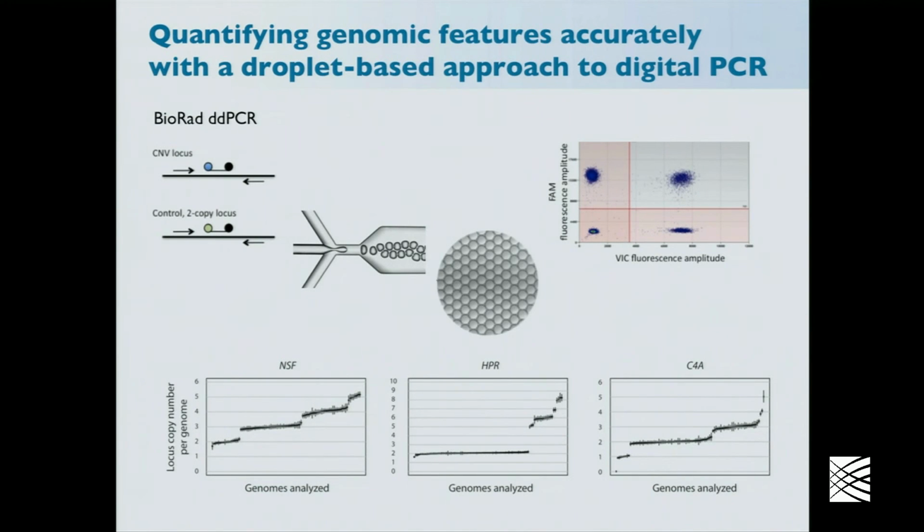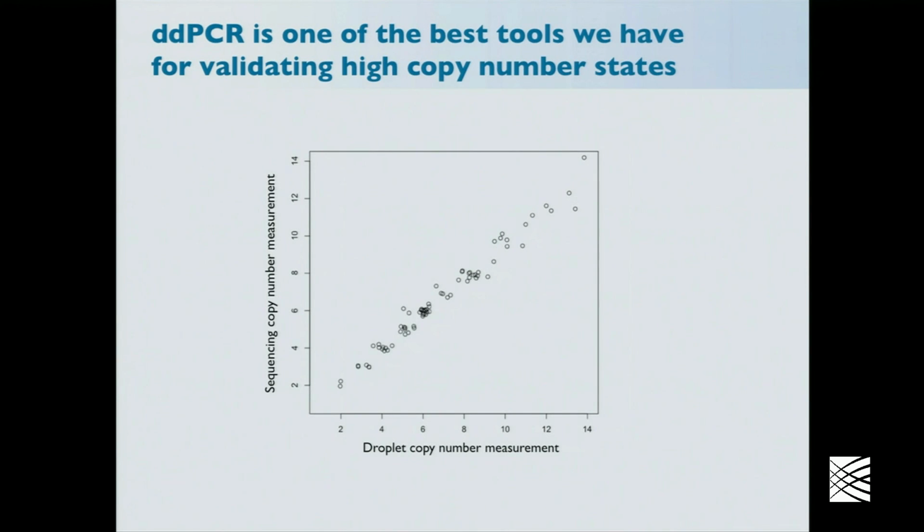But once you've done that, now you just count the droplets. How many red droplets did you see? How many green? And it tells you the copy number of your target locus relative to your two-copy control locus. So this is kind of like qPCR, but much more accurate because you've got this digital counting going on in the droplets. And this is really the only cost-effective way we have to measure copy number at these kind of multi-allelic CNV regions with a wet lab technique.